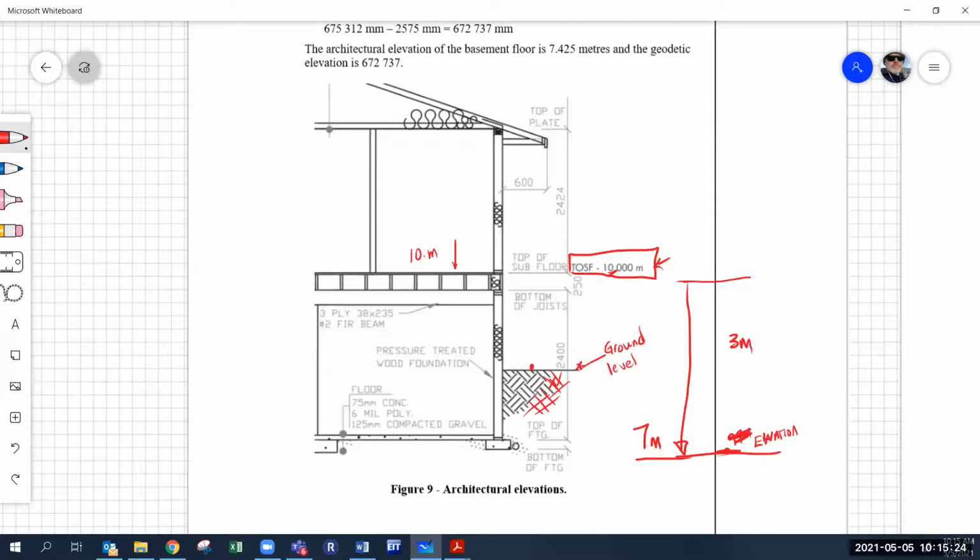Your prints are all in millimeters. These are millimeters, millimeters, millimeters. All the numbers on your print are in millimeters.